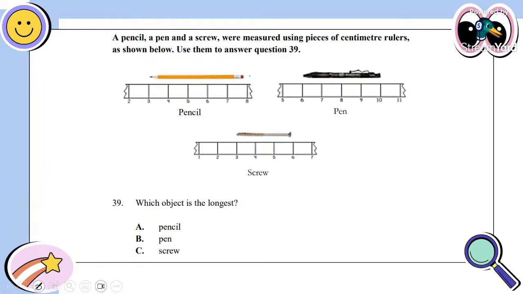So the pencil, 1, 2, 3, 4, 5 centimeters. The pencil is 5 centimeters. Let's check out the pen. 1, 2, 3, 4. The pen is 4 centimeters. And in your exam, make sure you double check before you put an answer. You have time. Be sure of your answer. Let's check on the screw. 1, 2, 3. 3 centimeters. Which one is the longest? All right. The longest is the pencil because it has 5 centimeters.